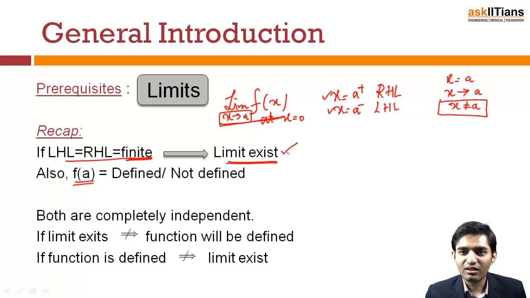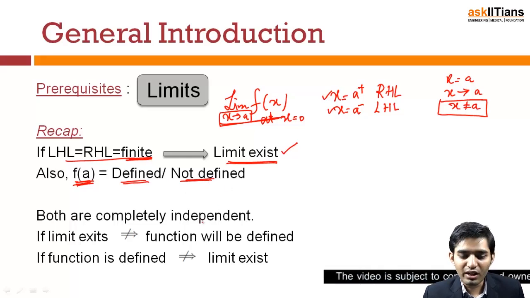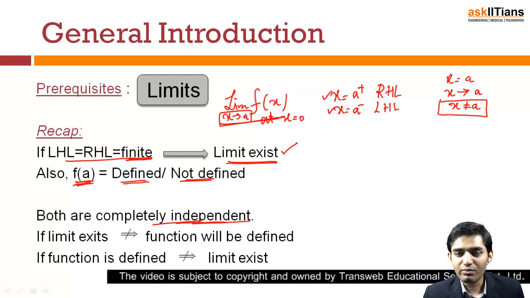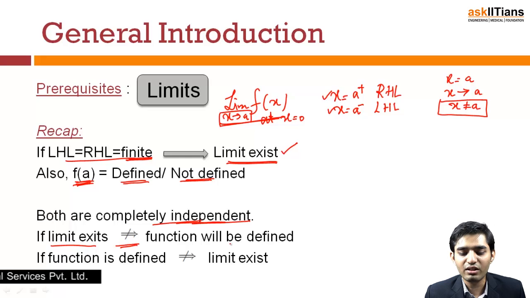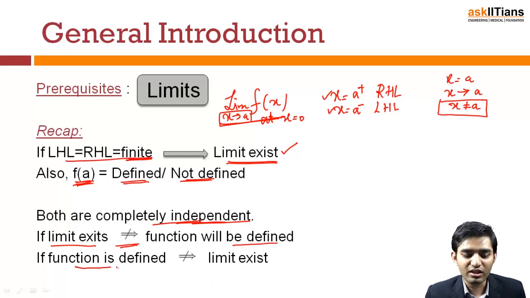So limit is defined for x approaching a, and the value of the function is for a fixed a. So f of a will either be defined or it will not be defined. F of a is nothing but the value of the function, and both of them are completely independent. Why am I saying completely independent? Because if the limit exists, this does not imply that the function will be defined, and vice versa. If the function is defined, this does not imply that the limit will exist. Both of them have no correlation between them. If the limit exists, it is possible that the function may or may not be defined, and if the function is defined, it is possible that the limit may or may not exist.